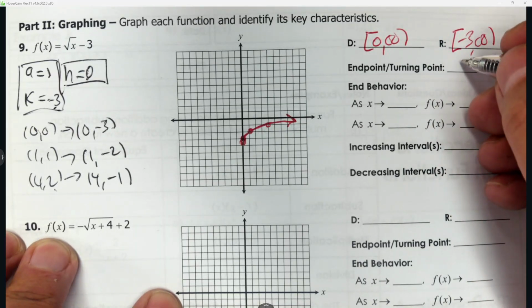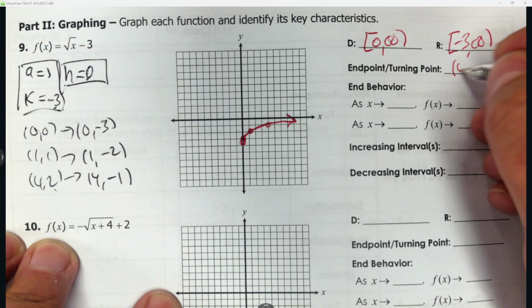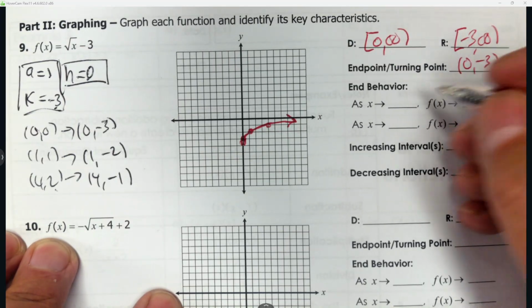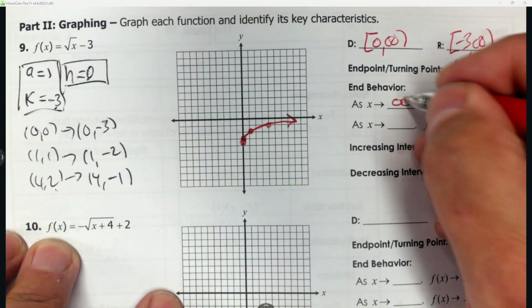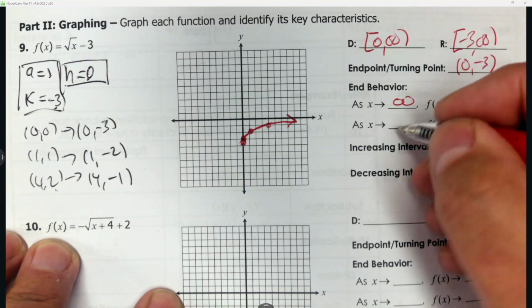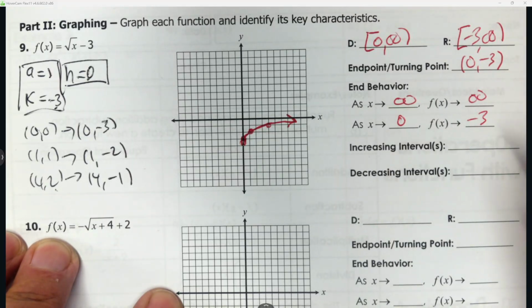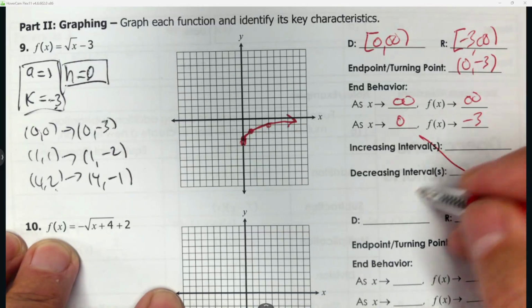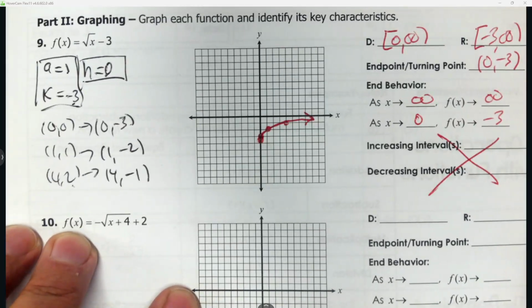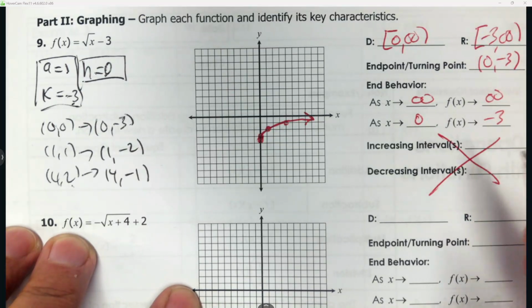When they say that, this is just h, k. What's your first point? That's 0, -3. The end behavior, going to the right, it goes up. The left is h and k at 0 and -3. This entire function increases and doesn't decrease, but we didn't go over it, so that's good to end right there. All right, one more graph, number 10.